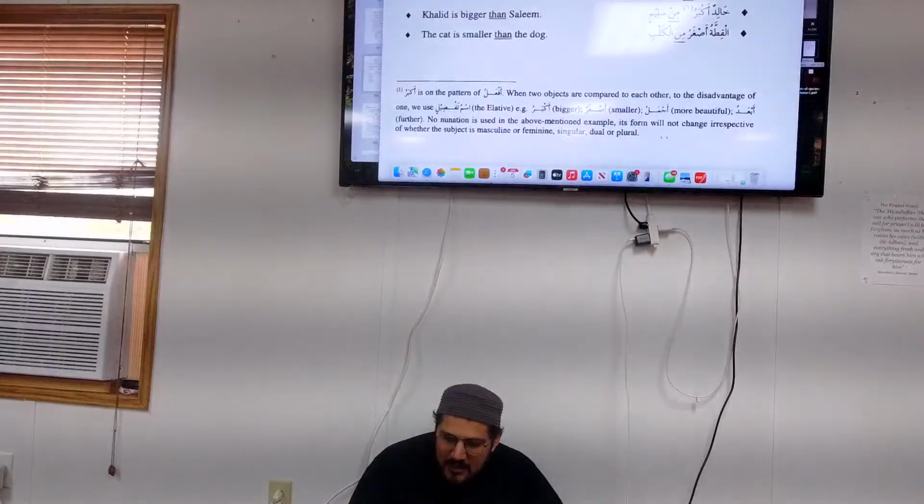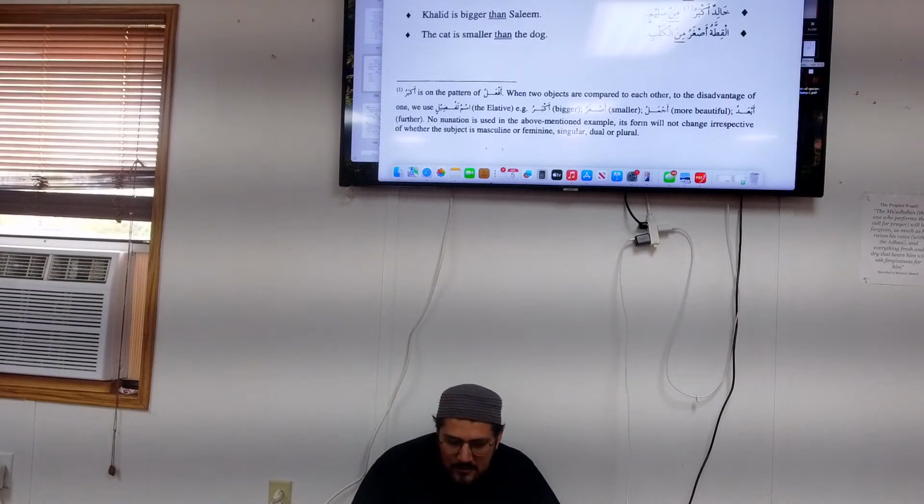That's telling you the word akbaru is on the pattern of af'alu. When two objects are compared to each other to the disadvantage of one, this English is whack. Okay, so that's it. No nunation is used in the above example, meaning no tanween is on the word akbaru. Its form will not change irrespective of whether the subject is masculine or feminine. Okay, don't worry about this right now. We'll talk about this type of word later.